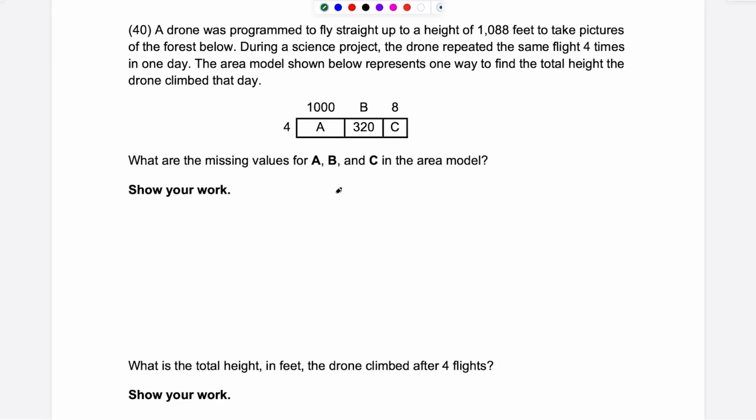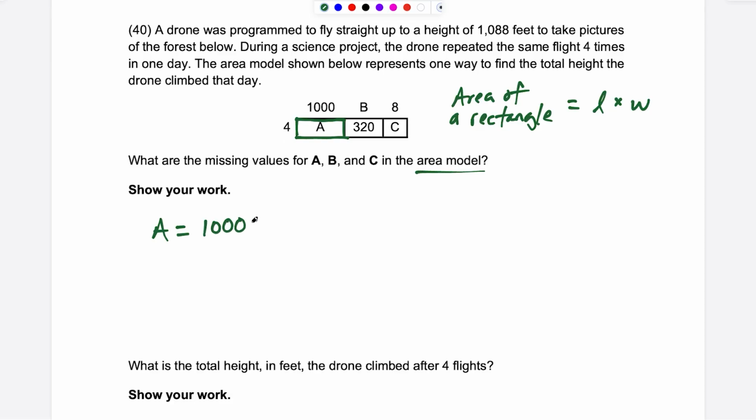So for the first part, we're looking for the missing values for A, B, and C, and we're using the area model. And since we're dealing with rectangles here, we should know that the area of a rectangle is equal to the length times the width. Okay, we multiply the length times the width. So if we want to find the value of A, notice that A is a part of this rectangle here. This is the space on the inside. So A is part of this rectangle. And we would just multiply the length times the width. So we could say A is equal to 1,000 times 4.